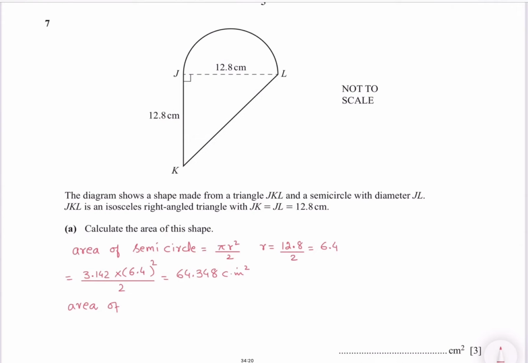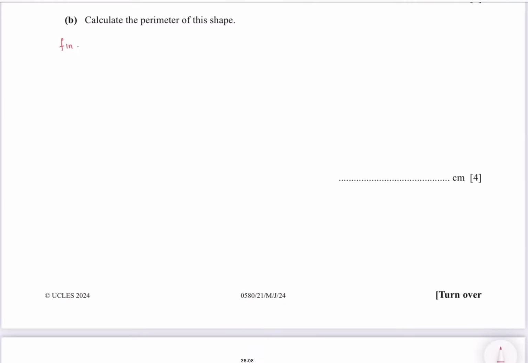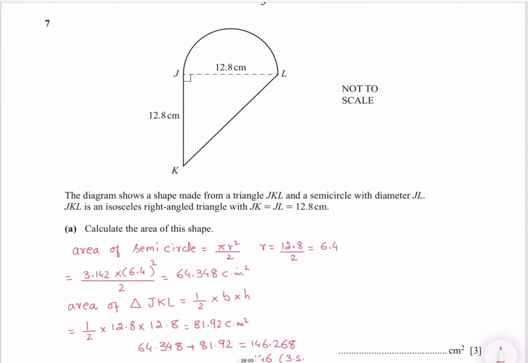Now the area of the right angle triangle JKL: 1 over 2 into base into height. So 1 over 2 into 12.8 into 12.8, and that is 81.92. Add both of them, and you will get the area of the whole shape. Don't forget to write up to 3 significant figures. So that is 146, which is 3 significant figures.